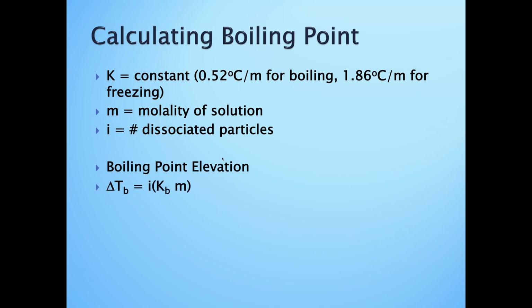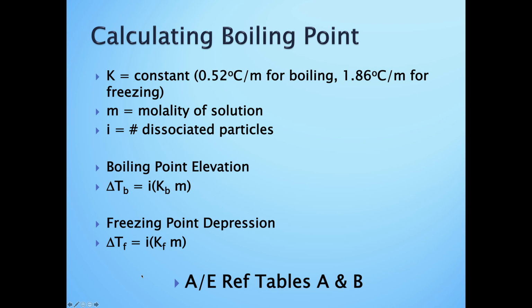So for boiling point elevation, we'll use this formula. The change in boiling point temperature is equal to the number of dissociated particles times 0.52 degrees Celsius per molal times the molality. The freezing point depression will be the number of dissolved particles times 1.86 degrees Celsius per molal times the molality. This will be how much the boiling point changes by and how much the freezing point changes by. All right, let's use them. By the way, in my class, you have AE reference tables. These values can be found on reference tables A and B.